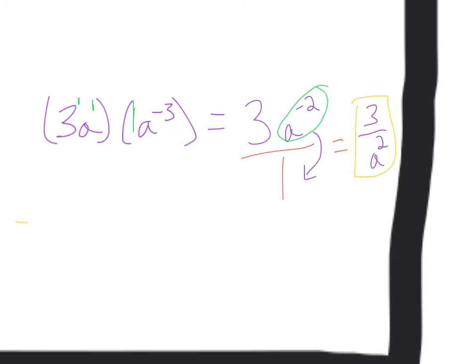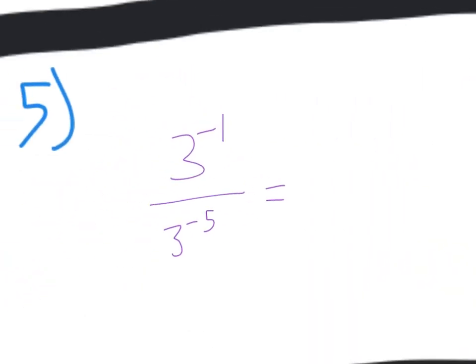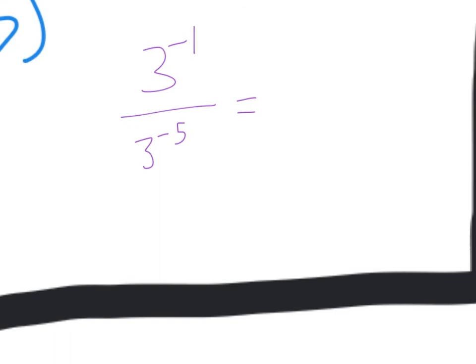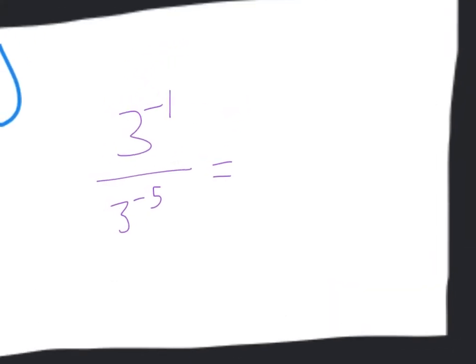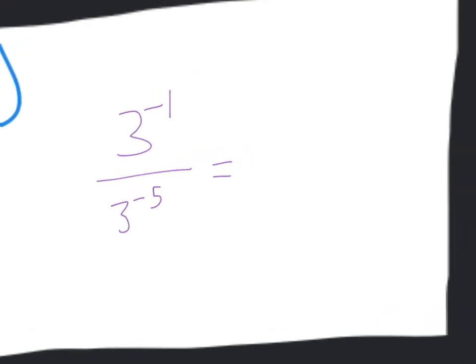Okay, last problem. Let's jump to number 15. Okay, so here we're asked to simplify this, and we can do that by getting all of our base 3's on the same line, either top or bottom. So let's take 3 to the negative 5th, and let's move it up to the top. So I'm going to keep my 3 to the negative 1 on top.